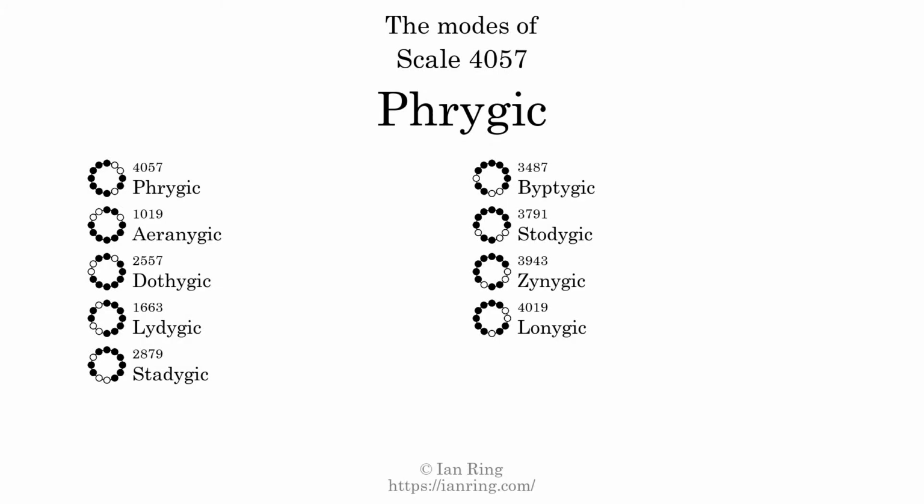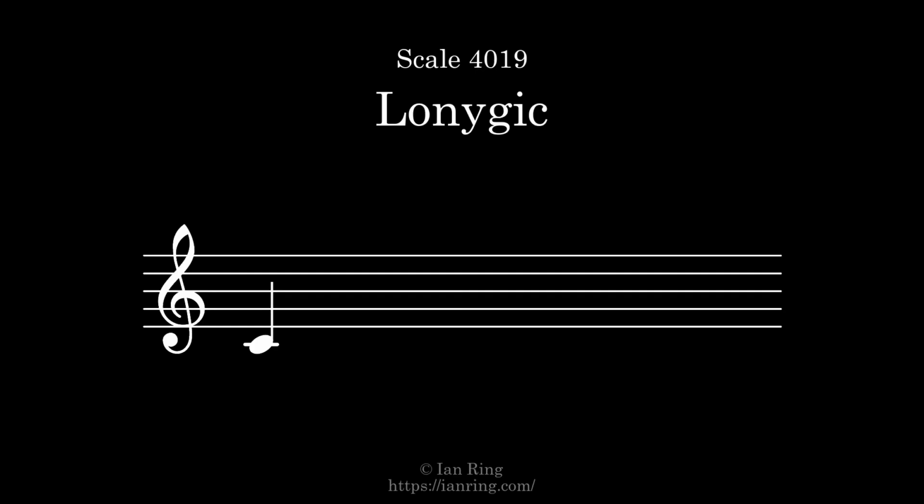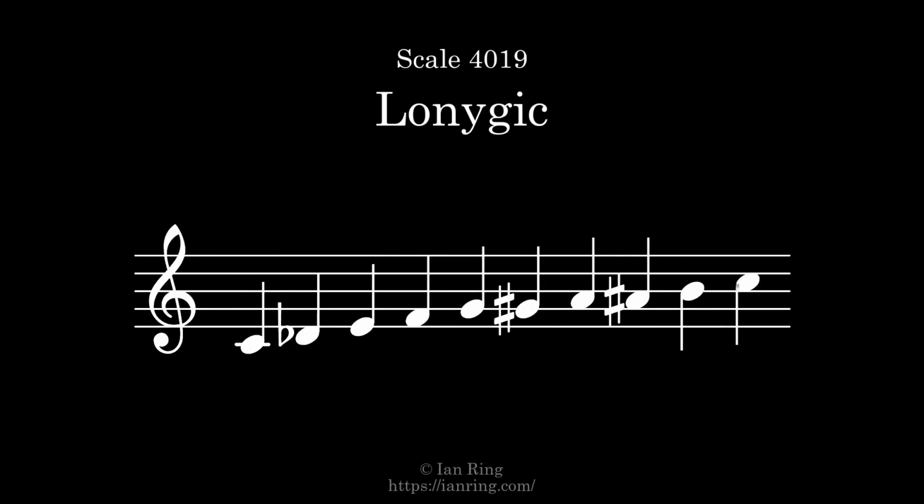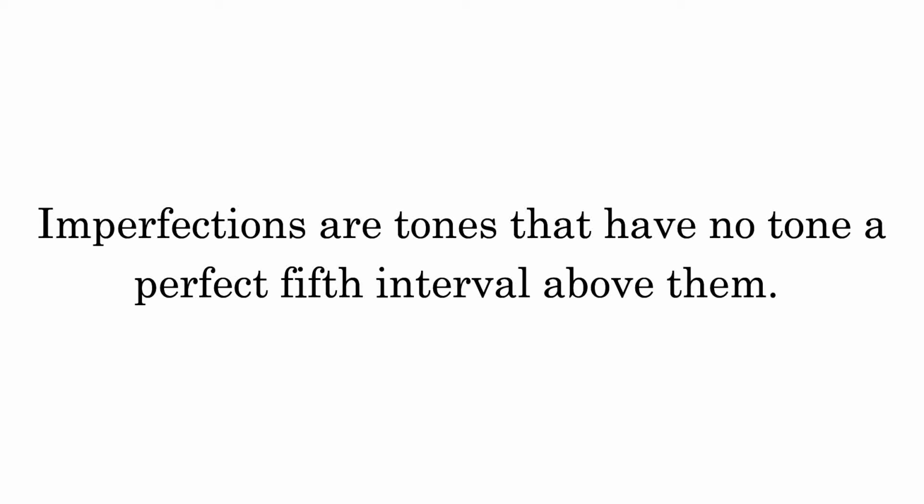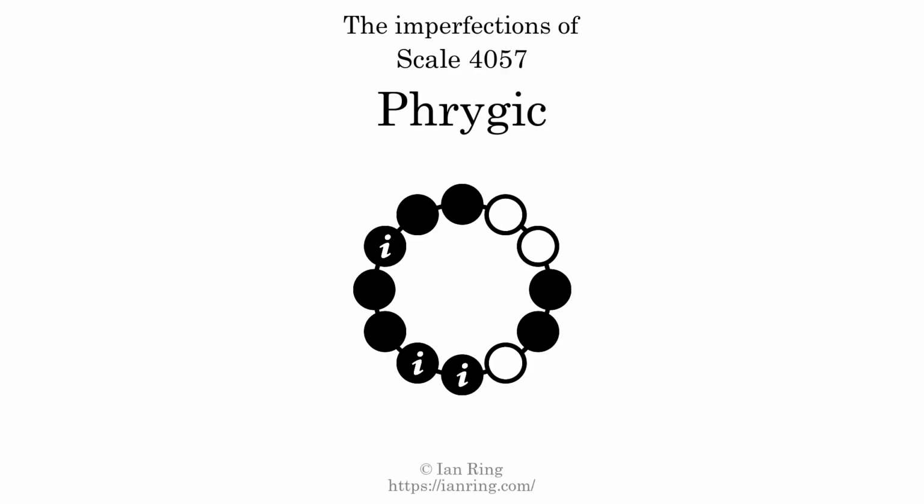The ninth and last mode is scale 4019, also known as Phrygic. It sounds like this. Imperfections are tones that have no tone or perfect fifth interval above them. This scale has 3 imperfections. They are at positions here, here, and here.